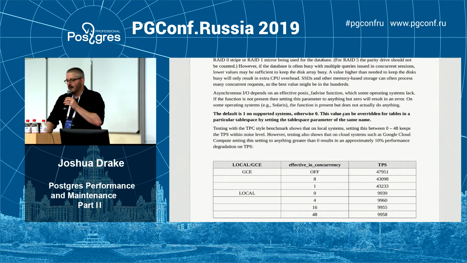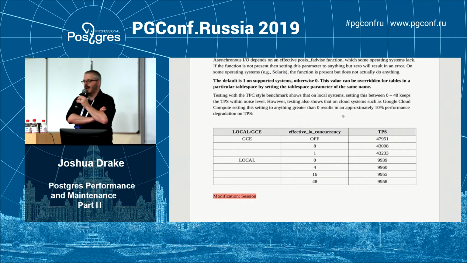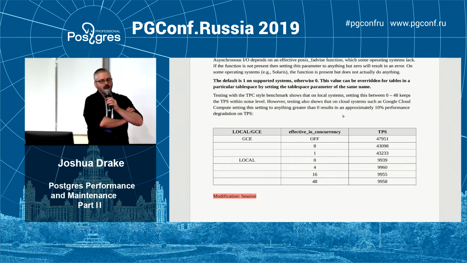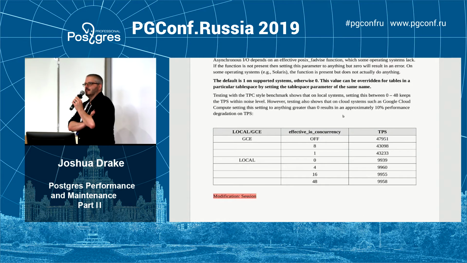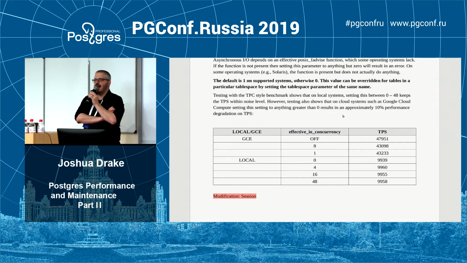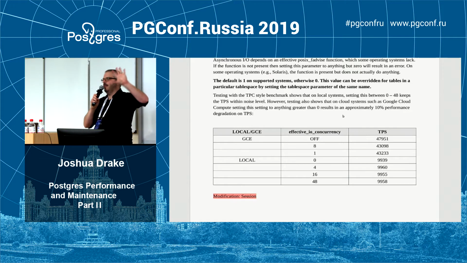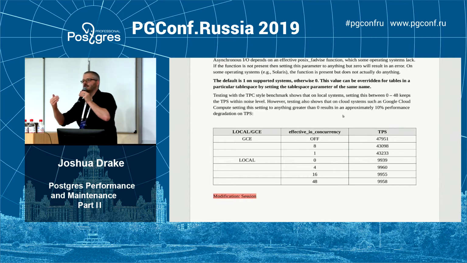The default is 1 on supported systems, otherwise 0. This value can be overridden for tables in a particular table space by setting the table space parameter of the same name. Table spaces are cool. If you don't know what they are, think of directories. It basically allows you to say, these tables, these relations, are over on these disks. And these tables and these relations are over on these disks. So being able to change that works really well, because think of a partition data set.